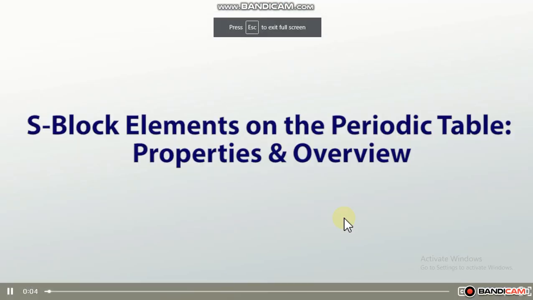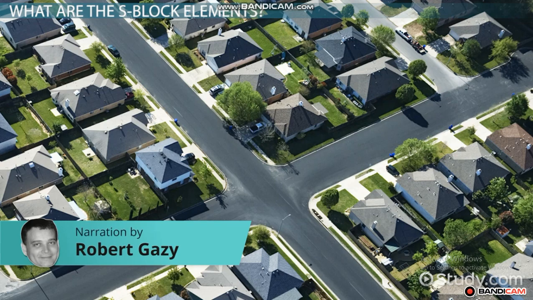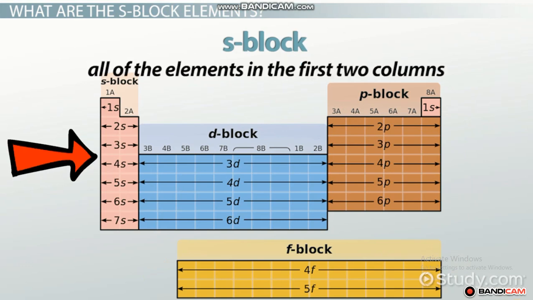If the periodic table were a city, the S block would be a small neighborhood filled with extremely similar houses and properties. Within the periodic table, the S block is located to the far left and includes all of the elements in the first two columns, columns 1 and 2, plus helium, which is located in the top right corner in column 8A, or column 18 on some versions of the periodic table.